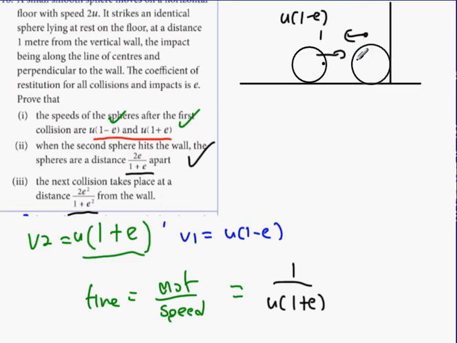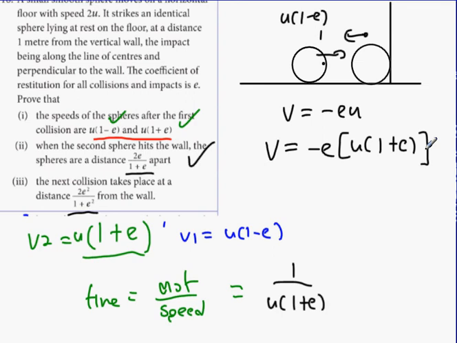Now how do I find its new velocity? Do you remember when a particle hits a stationary wall, v equals minus e times u? It would have been from exercise 1. Your final velocity is minus e times your initial velocity as you're hitting the wall. Your initial velocity as you're hitting the wall is your u into 1 plus e.